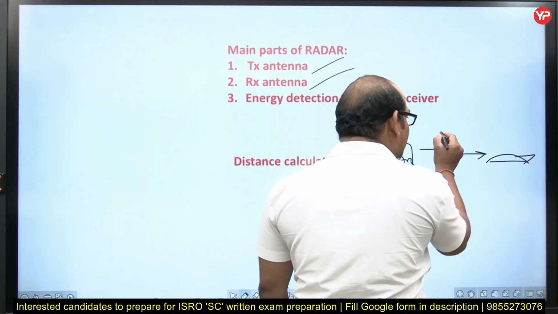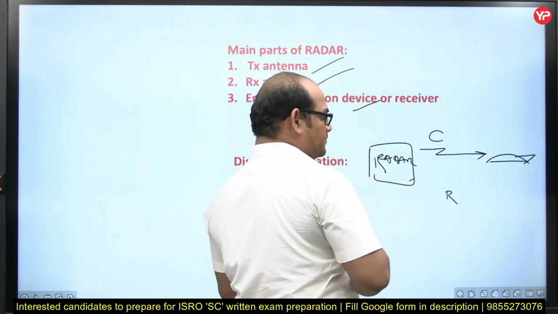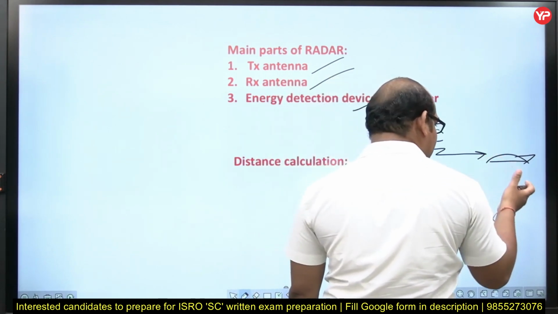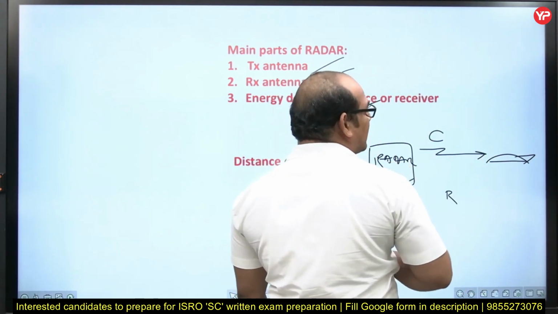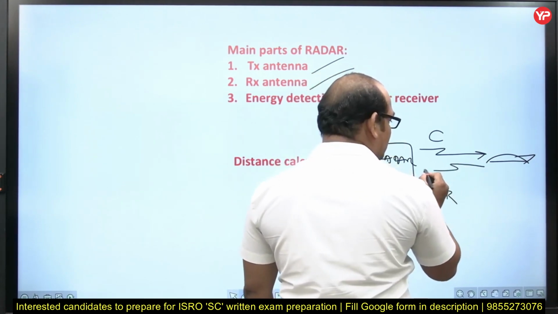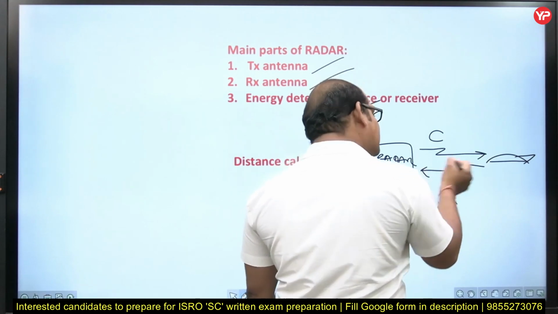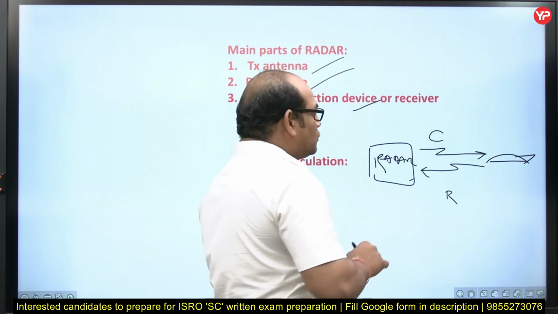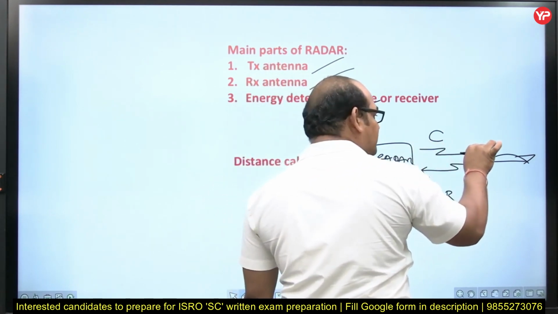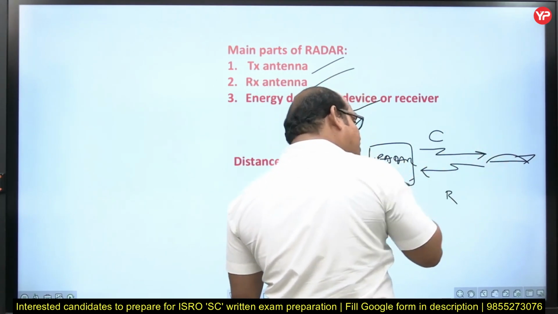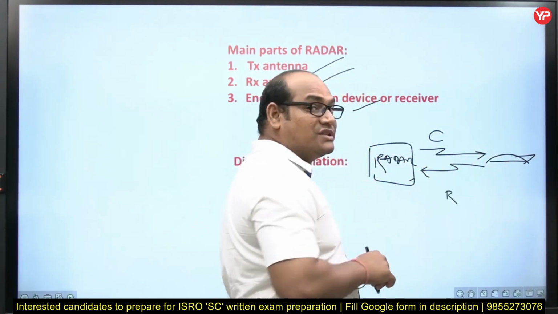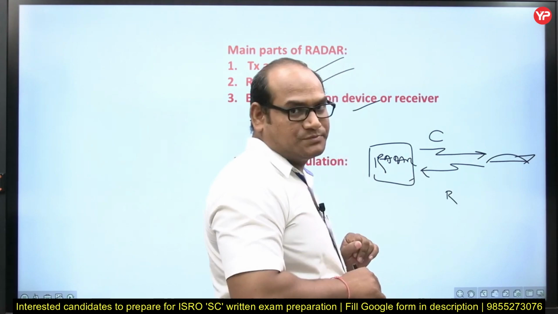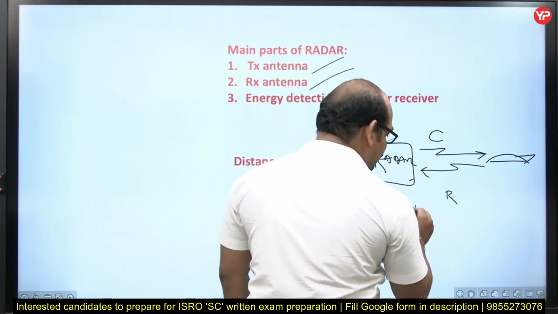With what velocity can the electromagnetic wave travel in free space? Light velocity c. The wave travels a distance of r, reaches the target, and the target reflects the electromagnetic wave. This reflected wave also travels a distance of r. We know at what time we transmitted the signal and at what time we received it. The time difference between these two gives the time taken by the wave to reach the target and come back. That means the total time is t.